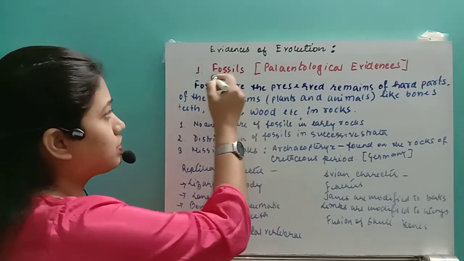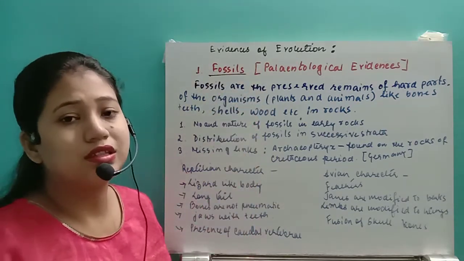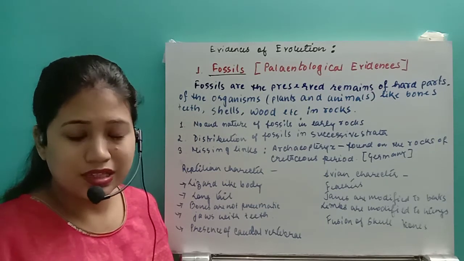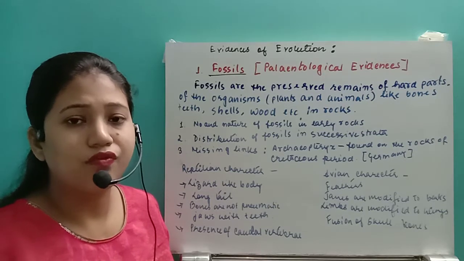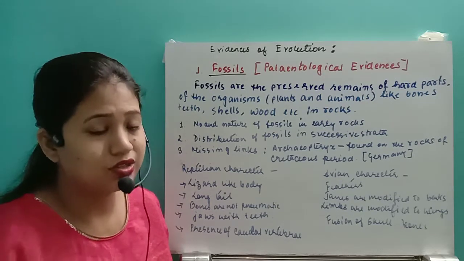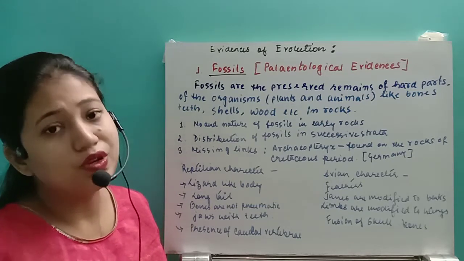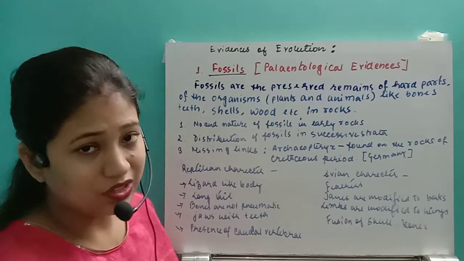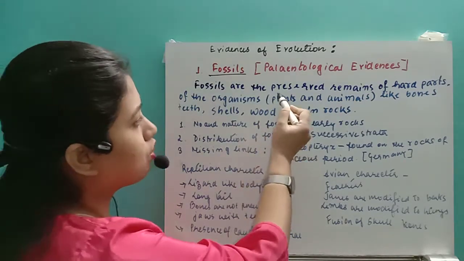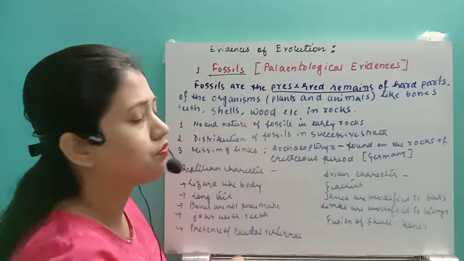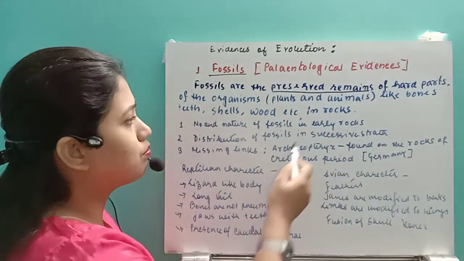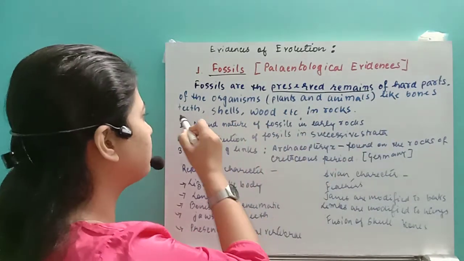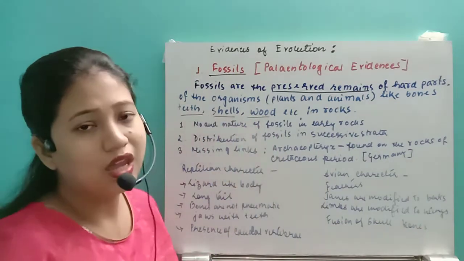The fossil records. Fossil record is very important and evident, and we have seen a number of fossils in different layers of the earth crust. So what are fossils actually? Fossils are the preserved remains. Remember this definition of fossil as it is: fossils are the preserved remains of the hard parts of organisms, plants and animals, like bone, teeth, shell, wood, etc., in the rocks.